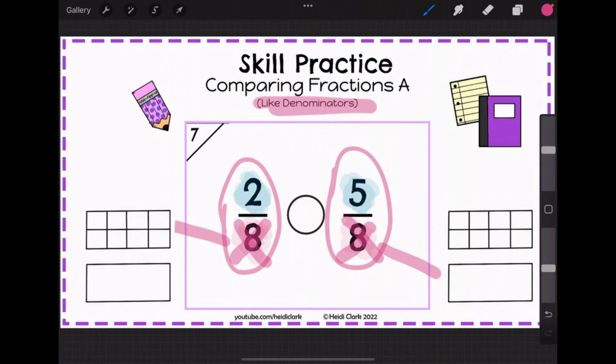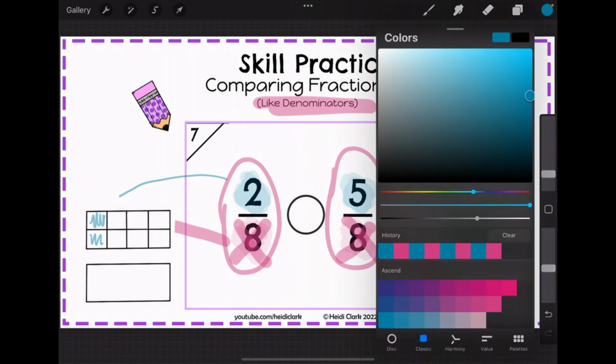Would you rather have 2 pieces? 1, 2, or 5 pieces? 1, 2, 3, 4, 5. In this case, since the denominator is the same, you're just looking to see which fraction is bigger, and that's going to depend on how many pieces you get. So you can look at those two and see that 5/8 is greater than 2/8.